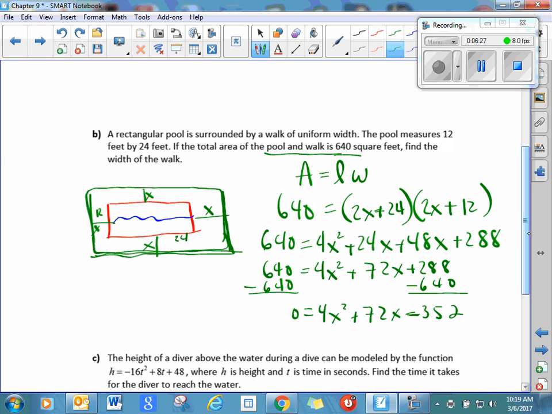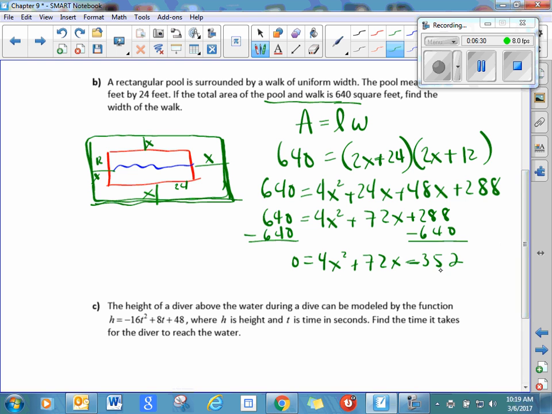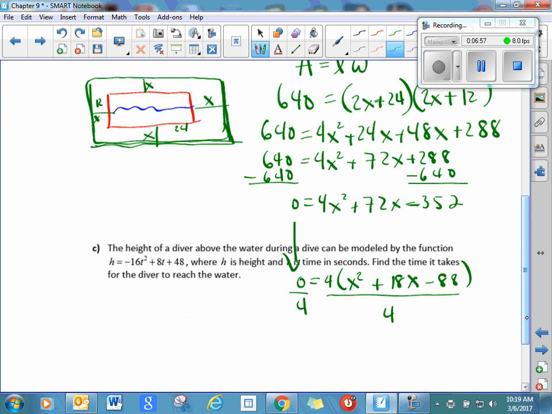I'm looking for a GCF. Before I actually do the AC method, I'm looking for a GCF, and 4 is the GCF. So you can take a 4 out. I need some more room, so I'm just going to go down here. You can take 4 out, and you end up with x squared plus 18x minus 88. And I can divide both sides by 4 to get rid of that 4 altogether. So now I have 0 equals x squared plus 18x minus 88.